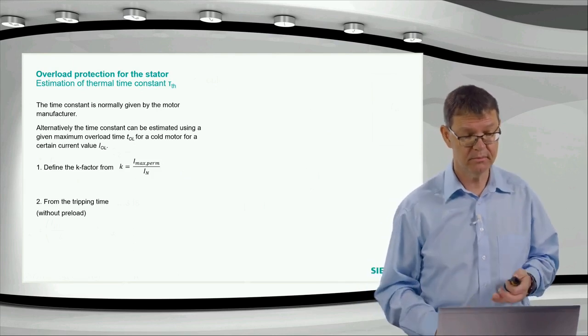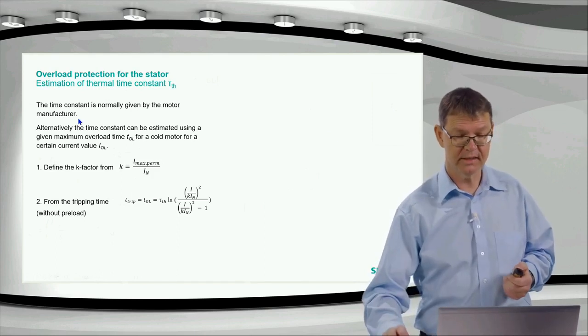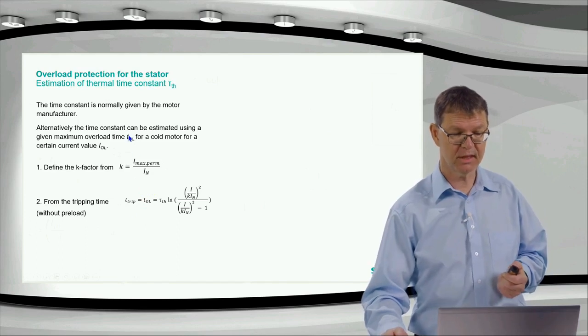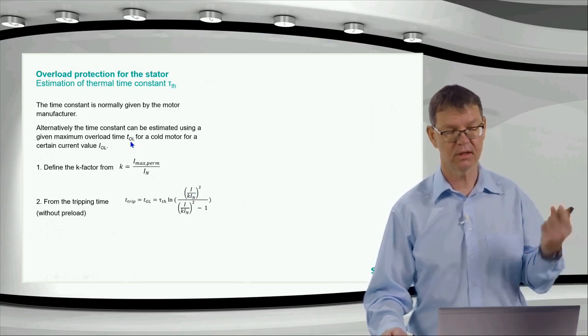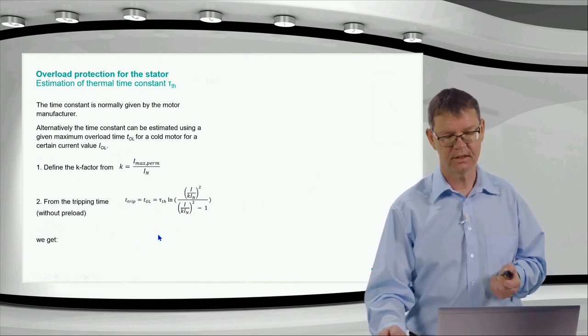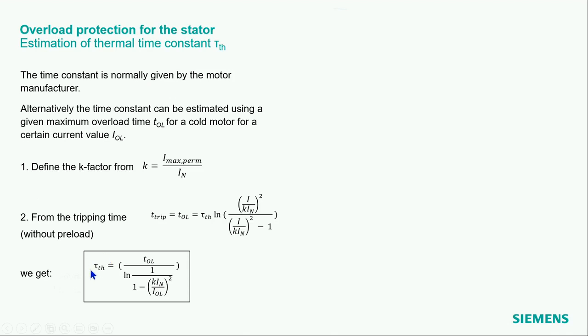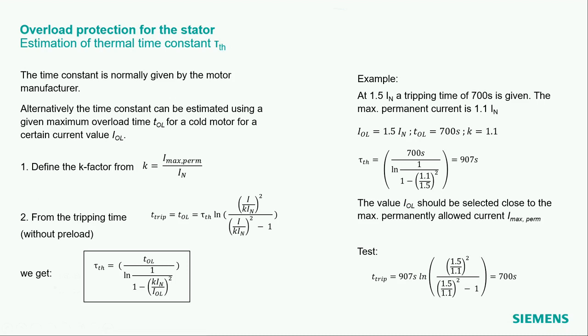And for the tripping time without preload, I have my formula now from before. What I now do is insert my maximum time, T, and my current, which I get because I get an overload current and an overload time in that case. Then rearranging and solving that equation, I get my time constant tau. So this would be one way to estimate the time constant if you don't get this from the motor manufacturer. Okay, here I put an example. If you're interested, then you can go through that. It's basically inserting the values into the formula just to have an example.